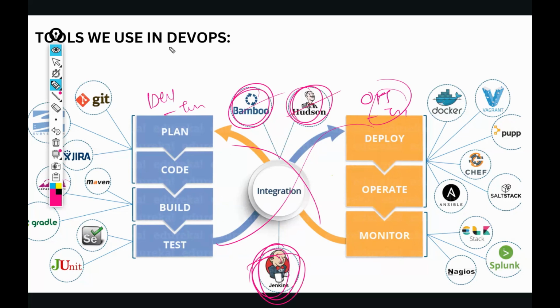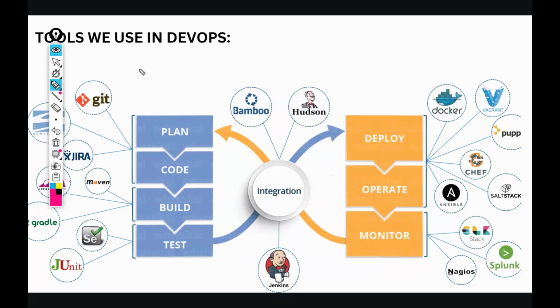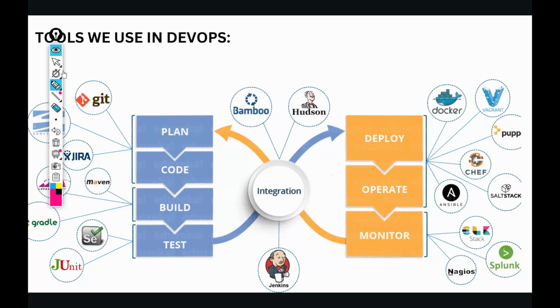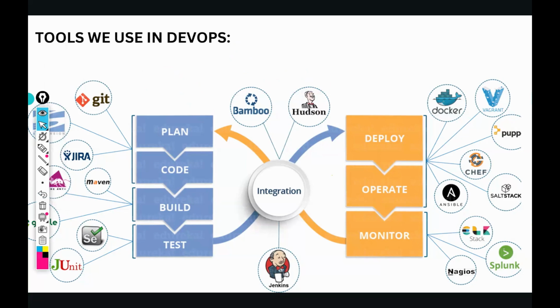So if you are an AWS DevOps engineer, you are going to work with Jenkins. Let's say if you are an Azure DevOps engineer, you are going to work with Azure CI/CD pipelines. In Jenkins also, we are going to write the pipelines only. So the naming is different. It is clear for all of you: what type of tools we have and what tools we are going to learn in this course. Clear?